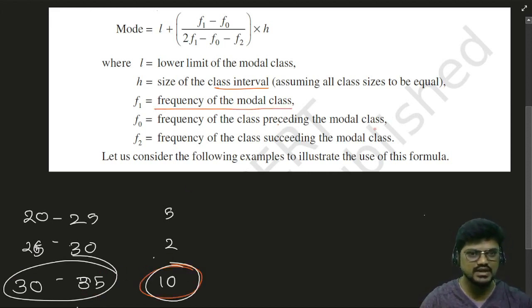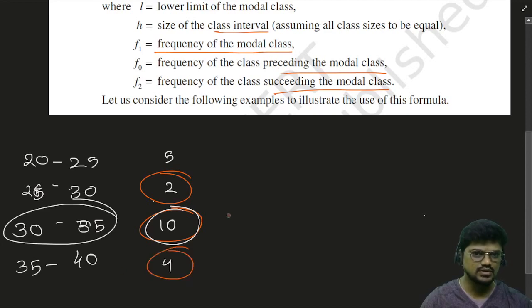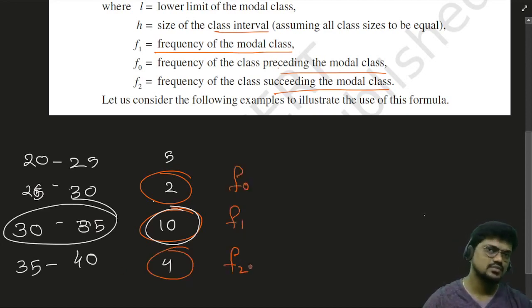Frequency of the class preceding the model class, that is 2. And frequency of the class succeeding the model class, that is 4. That means this is F0, this is F1, and this is F2. Got it?